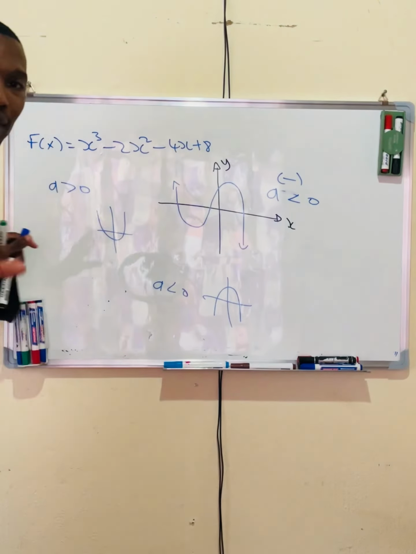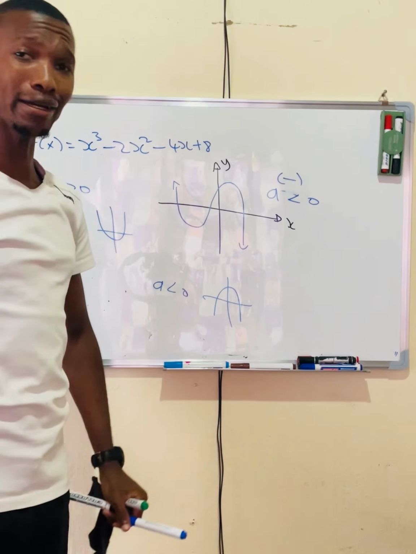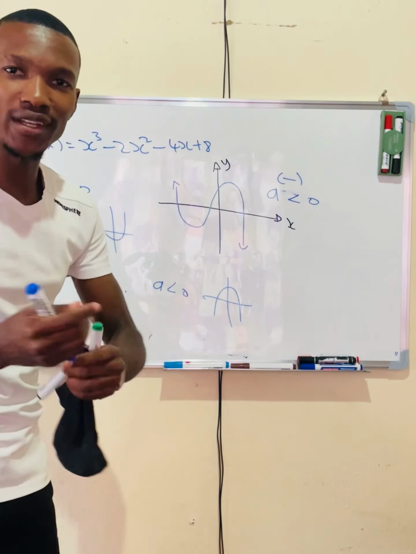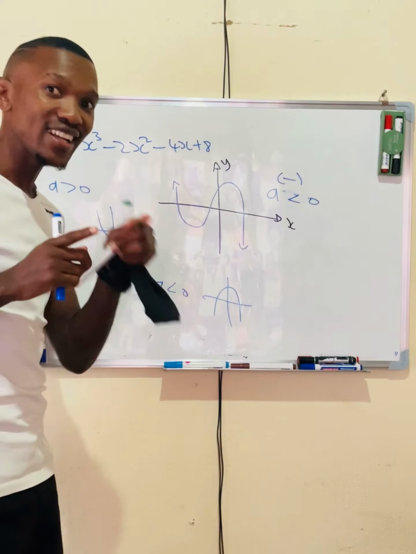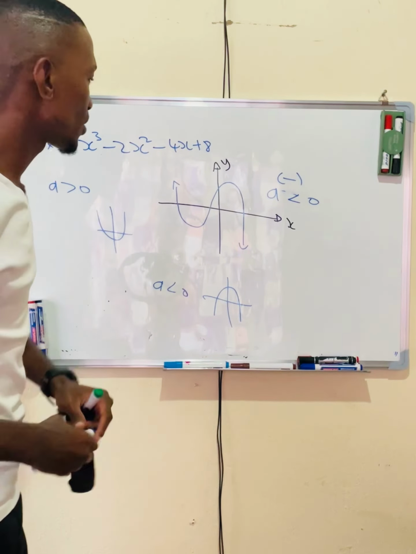If you see a graph like this, you must know that your a is negative and the graph is decreasing. Then they will ask you to find the values of x where the graph is decreasing or increasing. You know what I mean? We'll do them as time goes on.